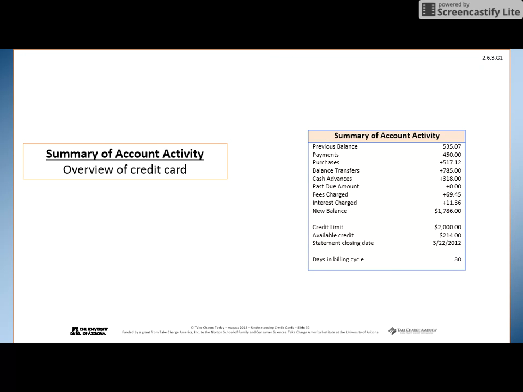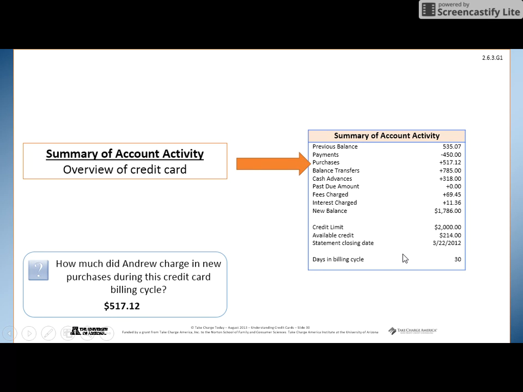So you're going to have a summary of the account activity. It's basically going to be the overview. We have your previous balance, your payments, purchases, balance transfers, cash advances, past due amount, fees charged, interest charge, new balance, credit limit, available credit, and statement closing date, and then the days in the billing cycle. So a lot of information in that account summary.